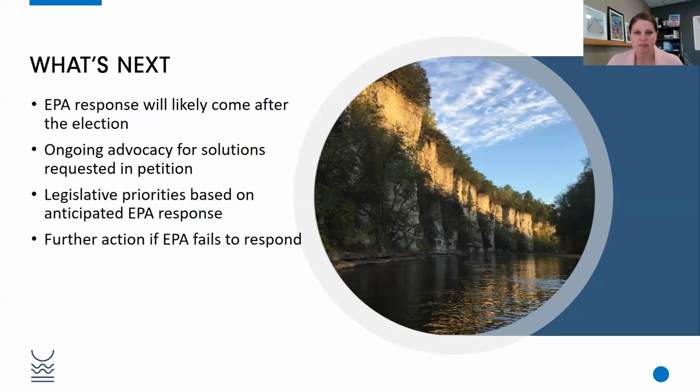And we're also going to be developing some legislative priorities that we will base off what we anticipate the EPA will respond with. In Minnesota, there were several bills introduced in the legislature as a response to what EPA requested and their response to the petition. So we would expect that the legislature would need to take action to help address some of these issues. And then finally, if the EPA does not respond in a timely fashion, we will be considering further actions that are available to us. So hopefully we'll have some more updates within 2024 and otherwise within the year for you all.